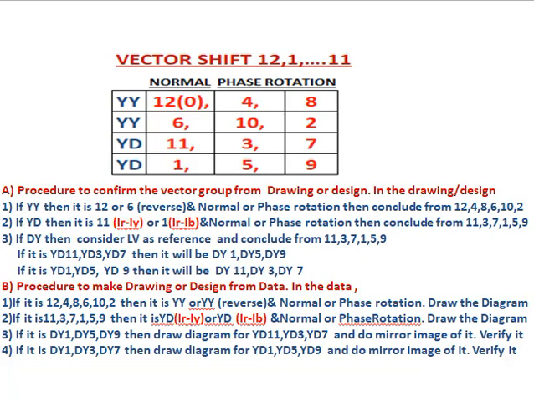Draw the diagram. If it is dy1 or dy5 or dy9, then draw the diagram for YD11 or YD3 or YD7 and do mirror image of it, verify it. If it is dy11 or dy3 or dy7, then draw the diagram for YD1 or YD5 or YD9 and do the mirror image of it, verify it.